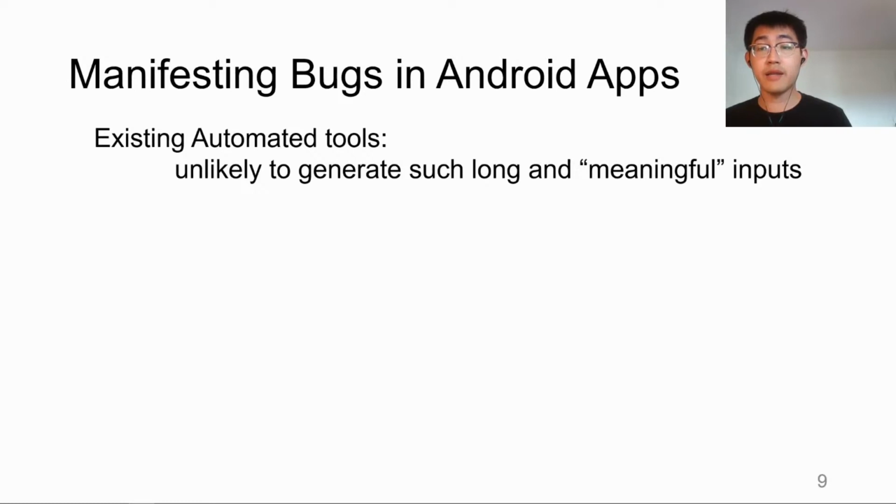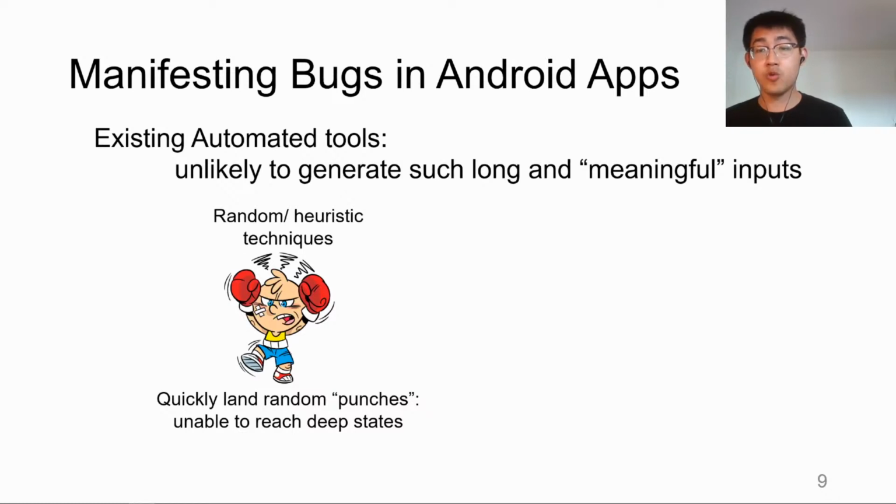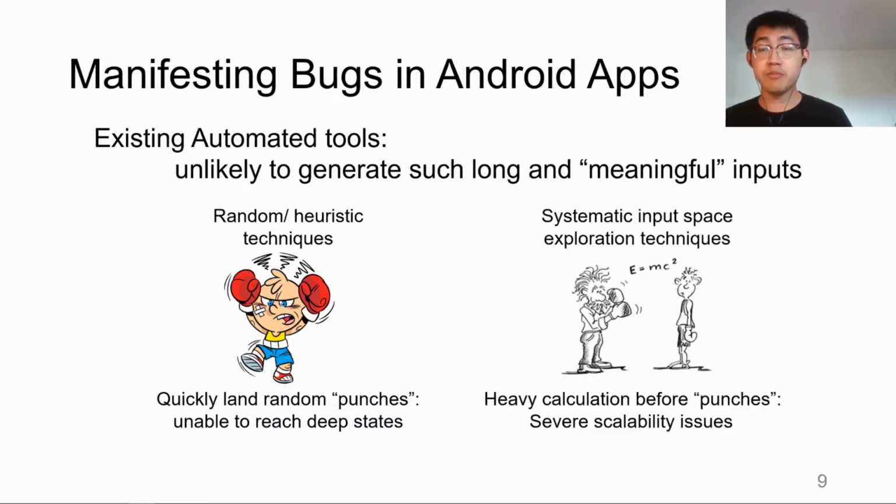Existing automated tools are unlikely to generate such long and meaningful test inputs. Random or heuristic techniques are like angry but amateur boxers who quickly land random punches, i.e. test inputs, and therefore are unable to reach deep states. On the other hand, systematic input space exploration techniques are like Einsteins with boxing gloves, who always do heavy calculation before each punch, and therefore suffer from scalability issues.